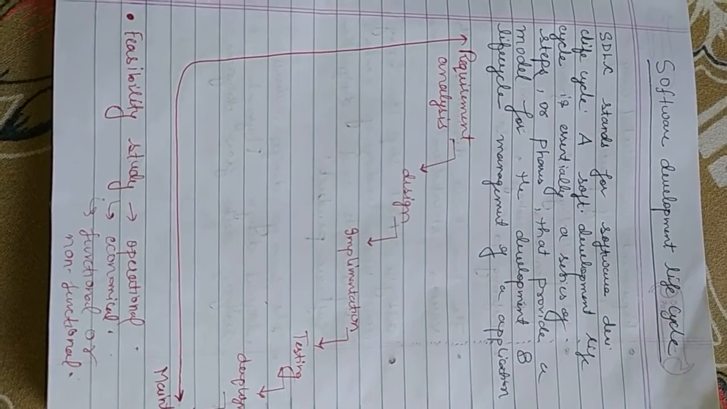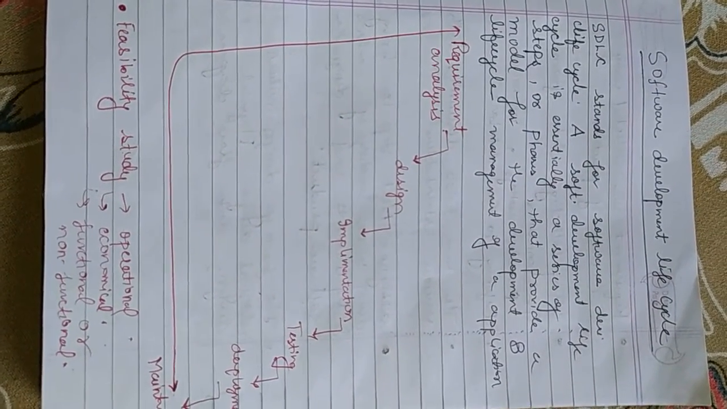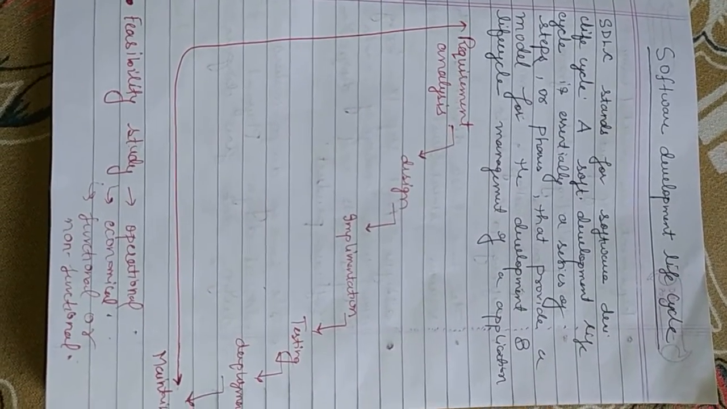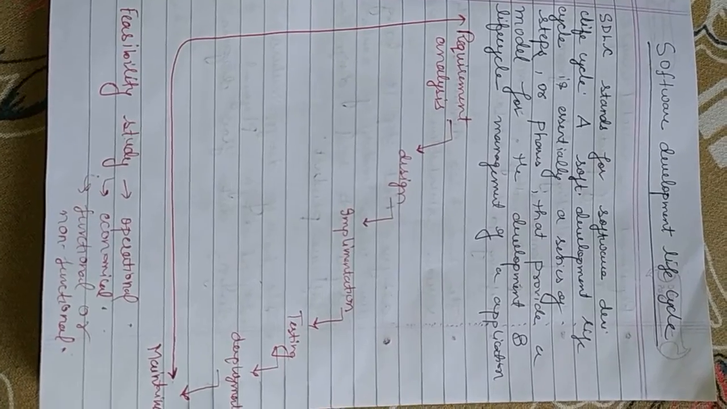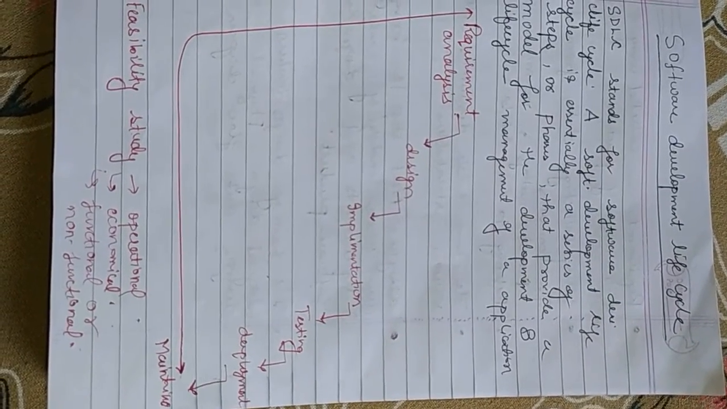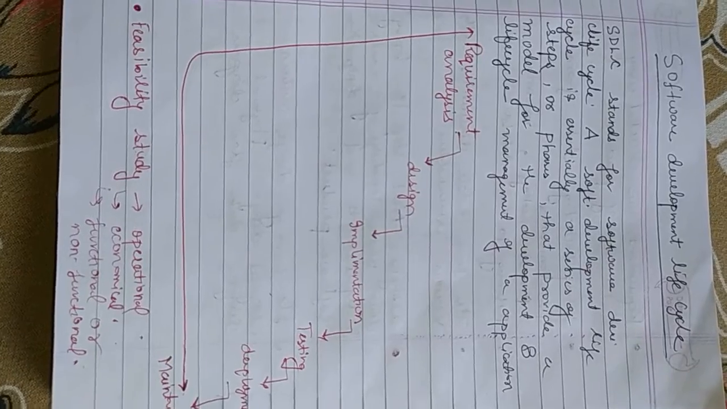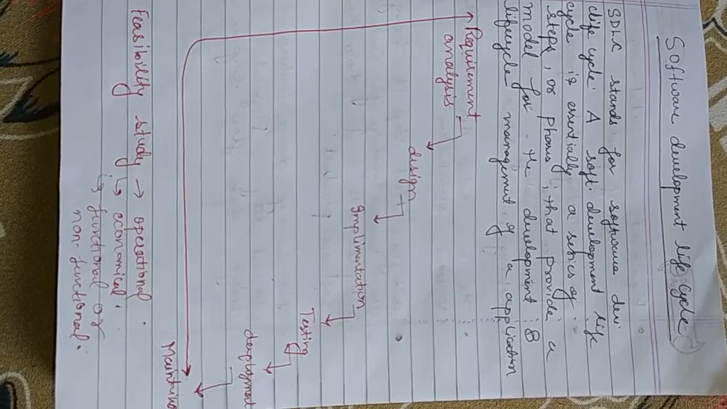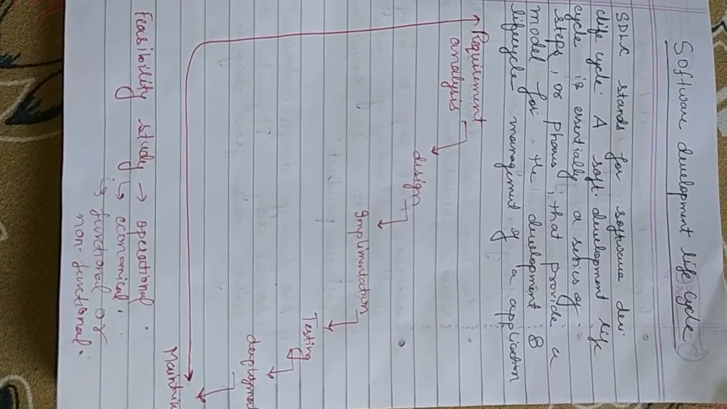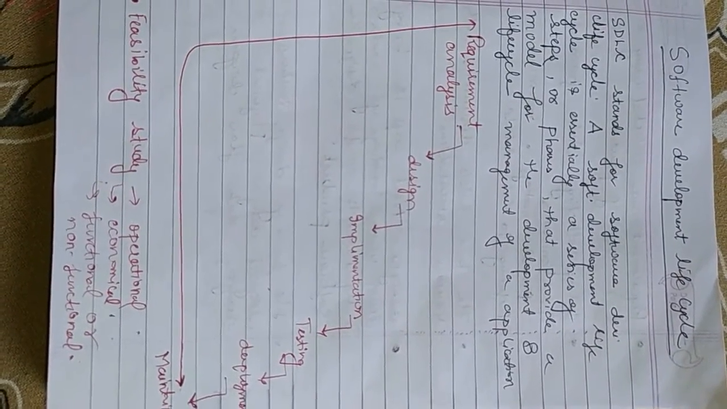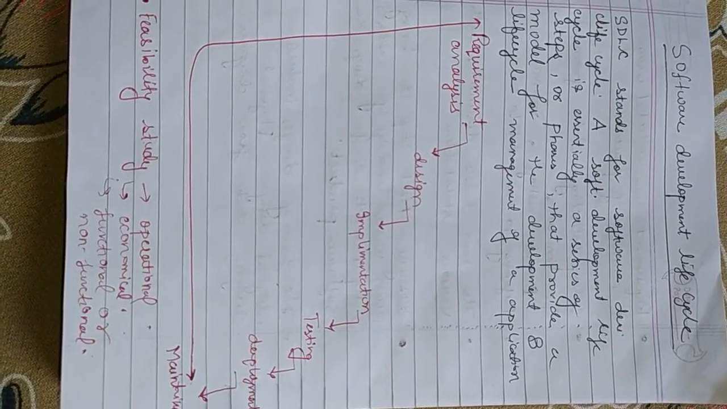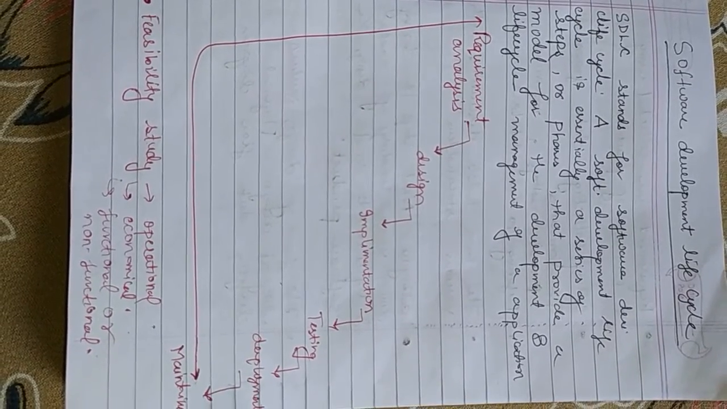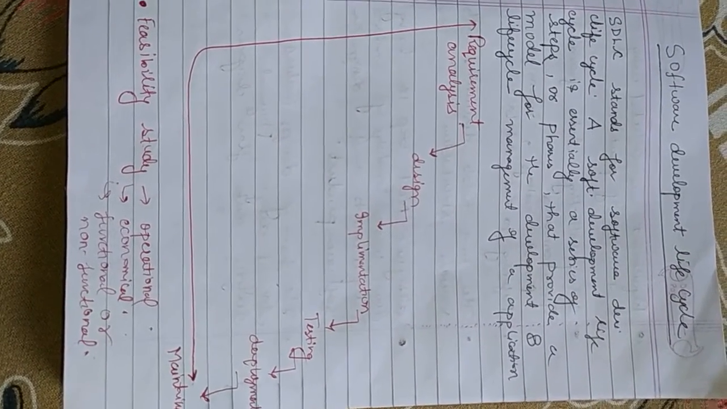SDLC stands for the Software Development Lifecycle Model. A software development lifecycle is essentially a series of steps or phases that provide a model for the development and lifecycle management of software applications. SDLC is a sequence of steps which is followed for effective software development and reaching the software development goal.